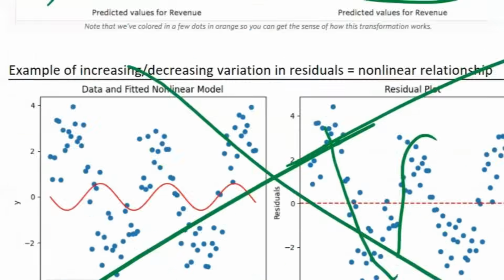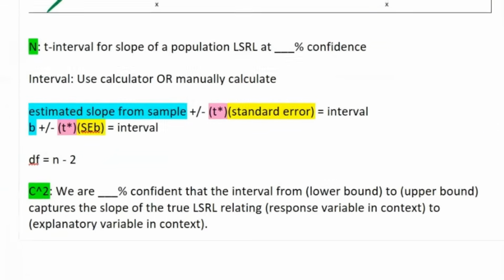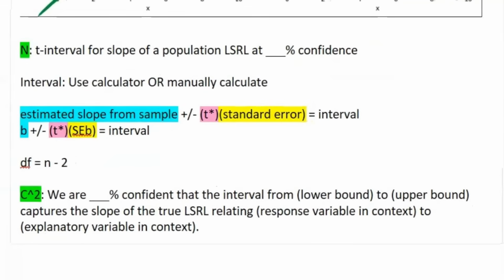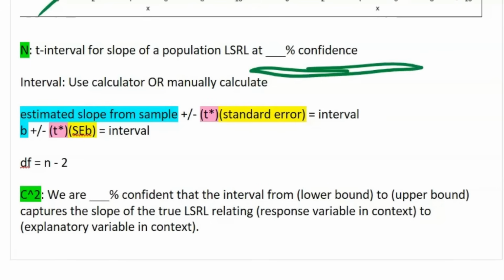Let's move on to the name of the test. Just t-interval for slope of a population least squares regression line at blank % confidence. Usually that confidence is given to you. Then to calculate the interval, the actual interval, you can use your calculator or just manually calculate it.